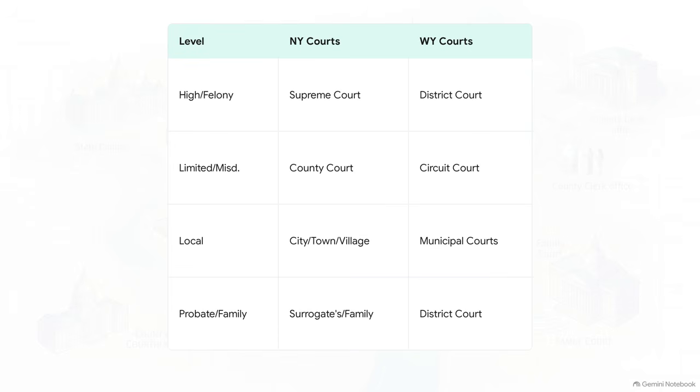Now jump over to Wyoming, and the system is much more consolidated. Wyoming bundles family and probate into the district court, which also handles felonies and civil cases over $50,000. For civil claims up to $50,000, small claims up to $6,000, and misdemeanors, you'll look to the circuit court. Wyoming also has specific municipal courts for city ordinance violations in places like Laramie and Rock River.